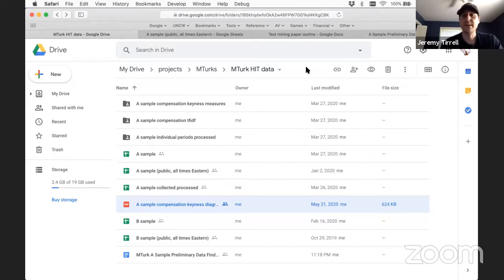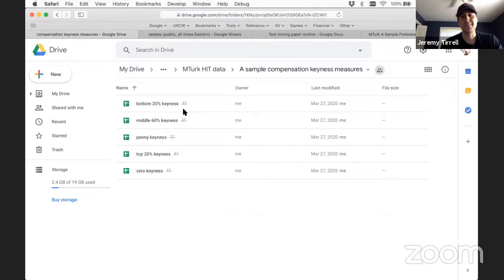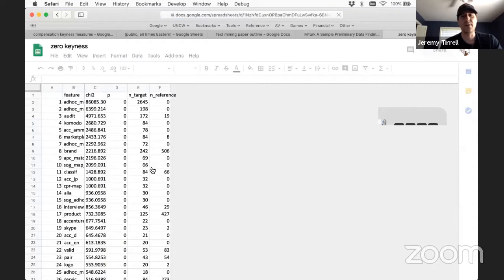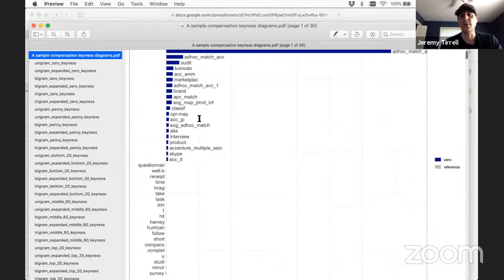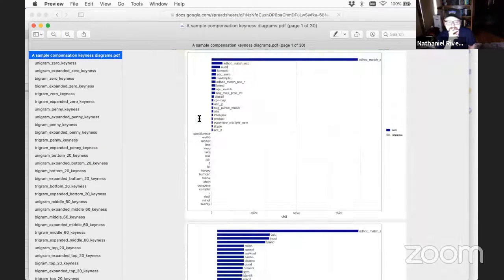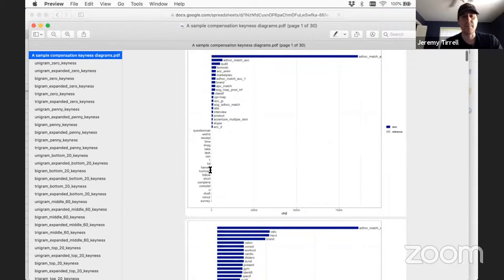Anywho, so what I did was I just sort of systematically went through these, right? So I started with the diagrams and then used the measures, because the measures are the diagrams. If we look at 0 keyness here, it's the same stuff. It's just that the diagram gives you this helpful head and tail, right? So we can see the top and the bottom here.